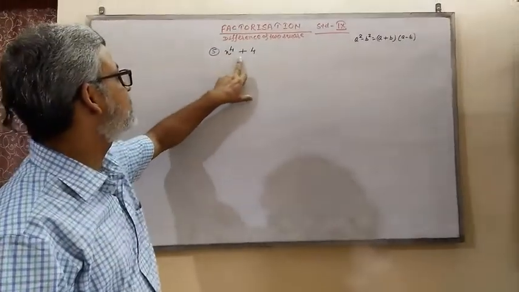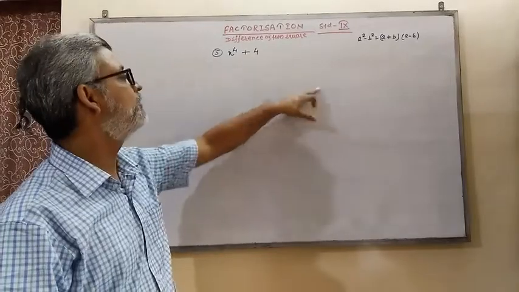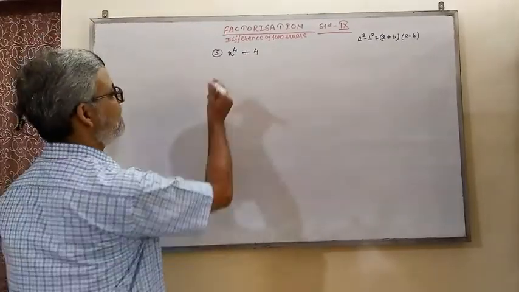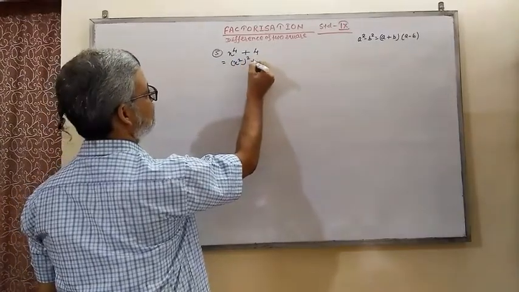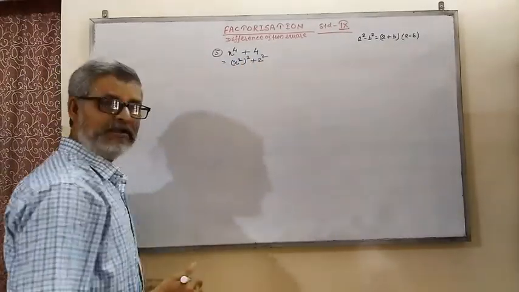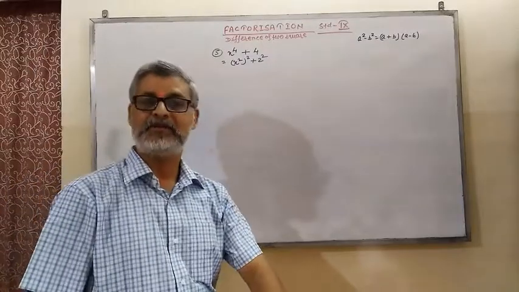Next question is x to the power 4 plus 4. Only two terms are here. So now this can be written as (x square) whole square plus 2 square. This is in the form of a square plus b square.